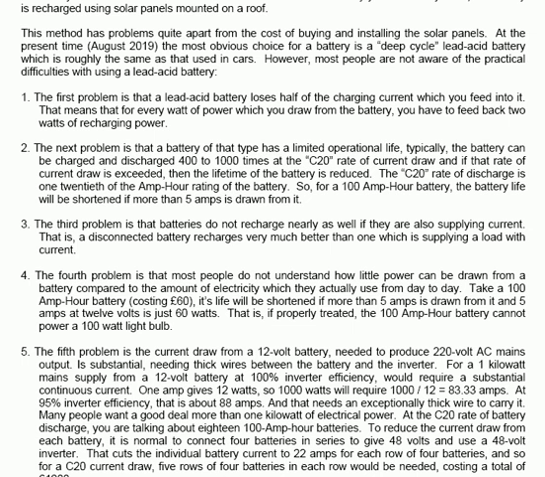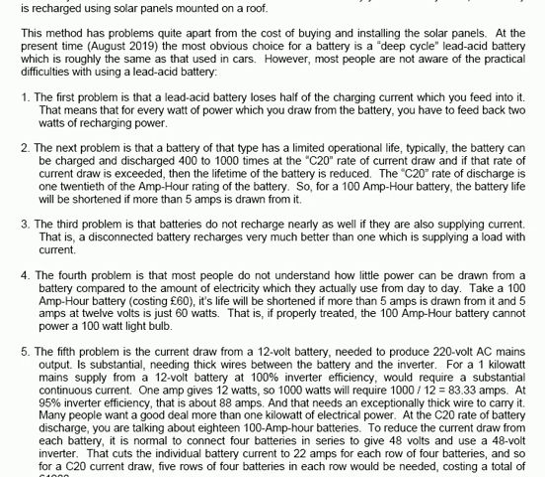The fourth problem is that most people do not understand how little power can be drawn from a battery compared to the amount of electricity which they actually use from day to day. Take a 100 ampere battery, which costs £60 at this time. Its life will be shortened if more than 5 amps is drawn from it, and 5 amps at 12 volts is just 60 watts. That is, if properly treated, the 100 ampere battery cannot power a 100 watt light bulb.